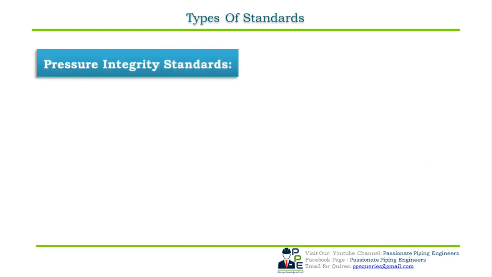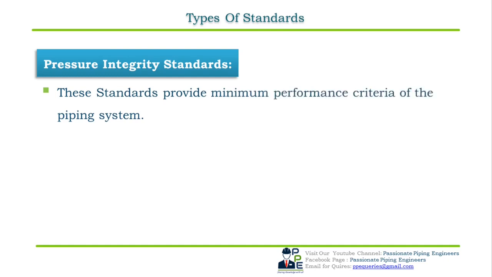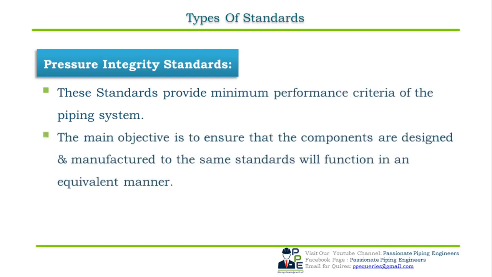Pressure integrity standard. This standard provides minimum performance criteria of the piping system. The main objective is to ensure that components designed and manufactured to the same standard will function in an equivalent manner.